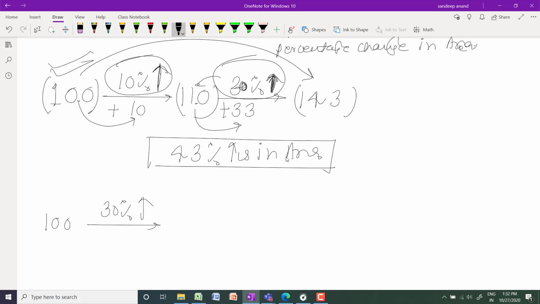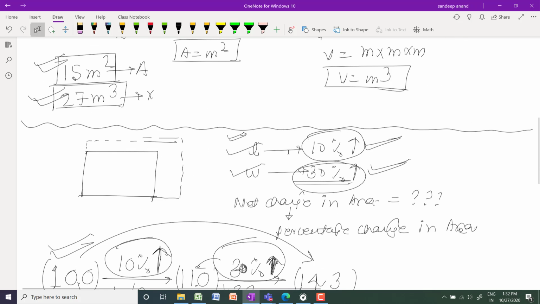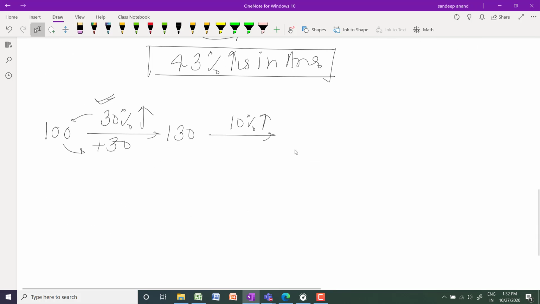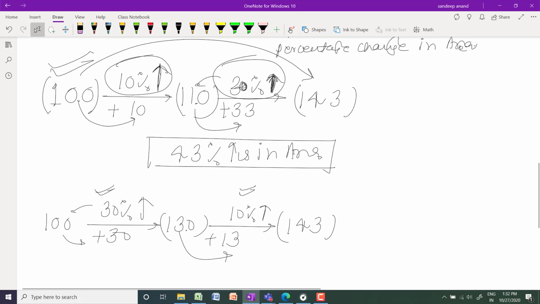So increase this value by 30%. What is 30% of this value? Plus 30, so you add this value and you will get 130. Now I increase this by 10%, because I have only two values: width increases 30% and length increases 10%. So I am increasing width first and then length second. What is 10% of this 130? You just place the decimal over here, 13 will give you 10%. So 130 plus 13 gives you 143. Again the result becomes the same.